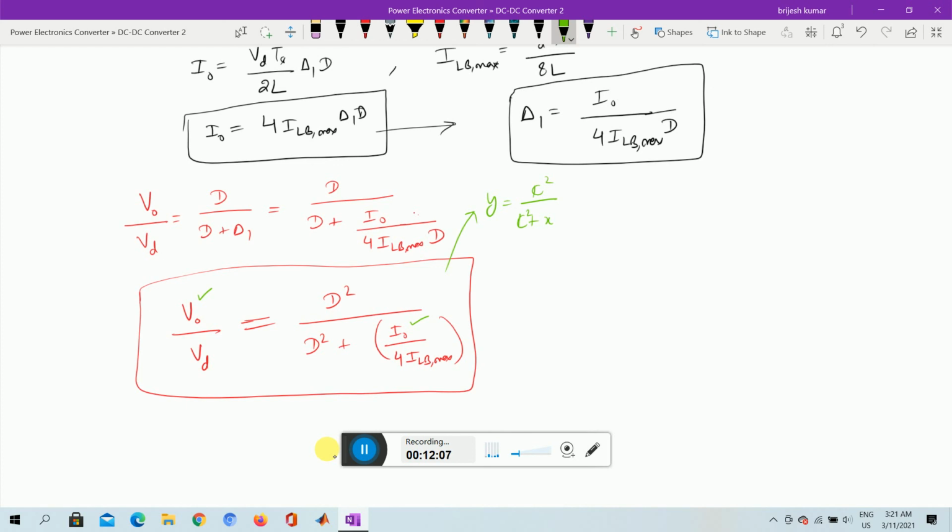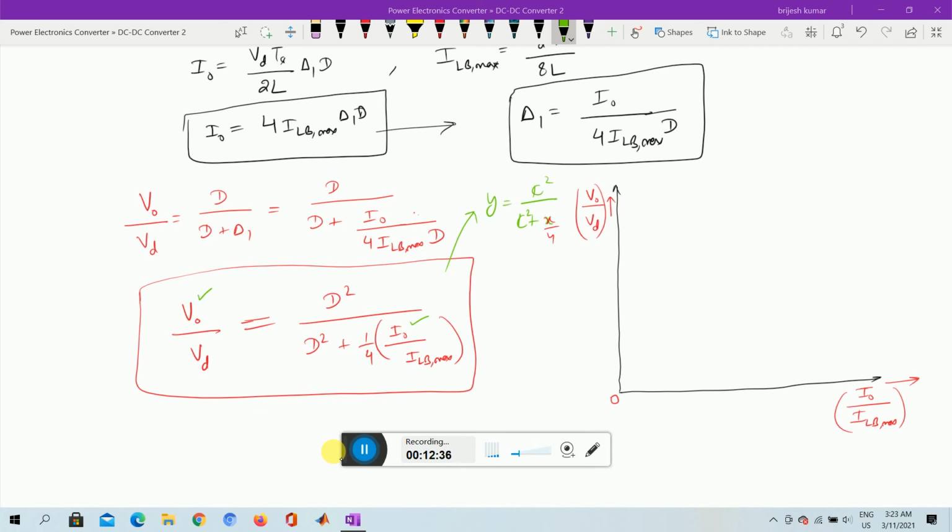will vary? We can take this 1 by 4 out also. It's the same thing. Instead of writing 4 over here, we can write 1 by 4. So we can say x by 4, and y here is nothing but V0. So how will the equation's curve behave? Now we are going to draw this curve here.